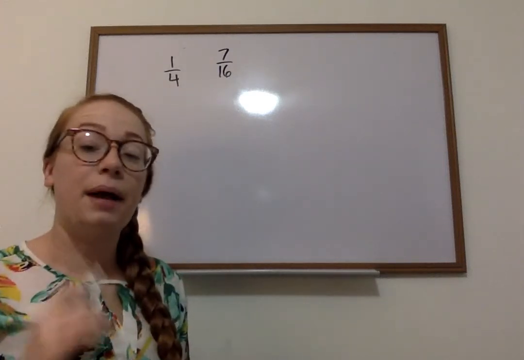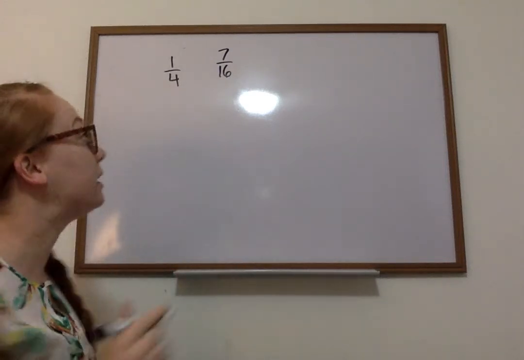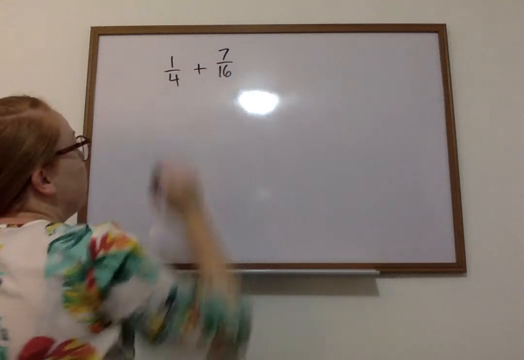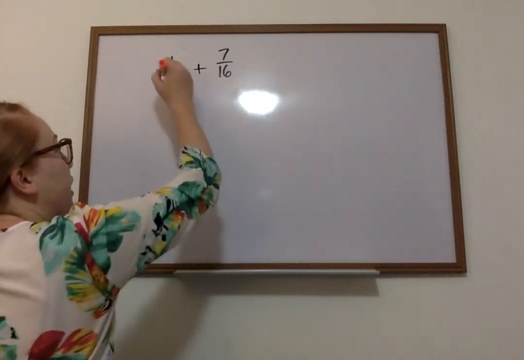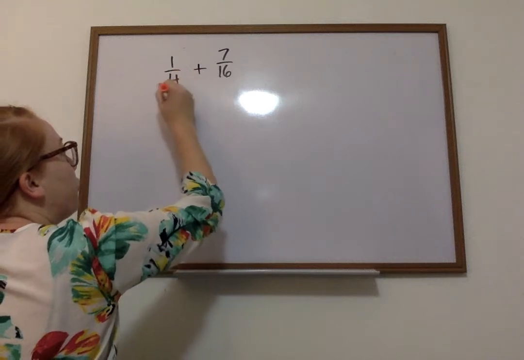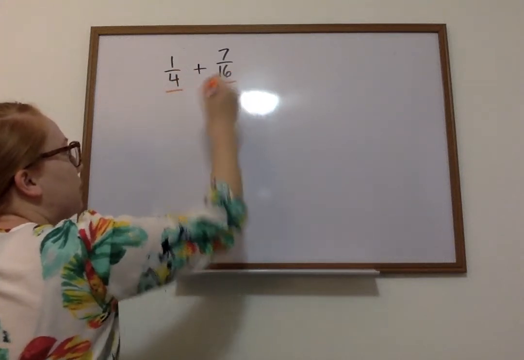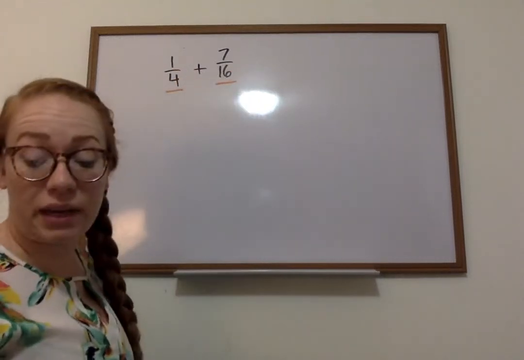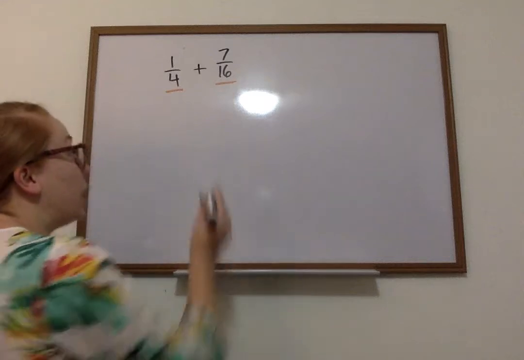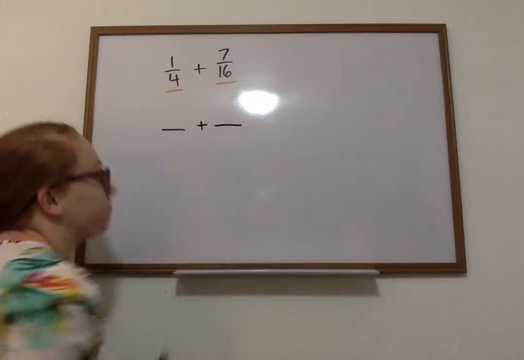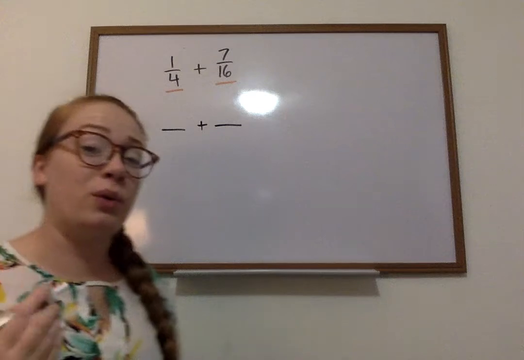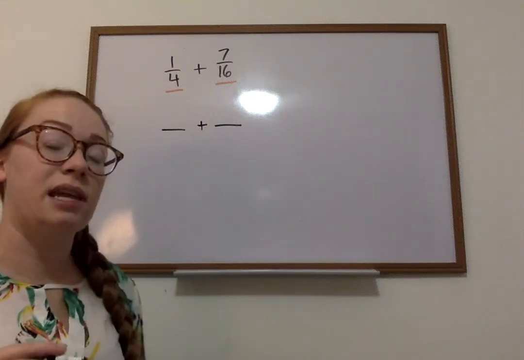Well, the word combined is telling me I need to add these two fractions, but I'm looking at my fractions and my denominators are different. I have a 4 and I have a 16. This is telling me I need to fix it up. So I need to find new denominators. I gotta find my lowest common denominator between 4 and 16.